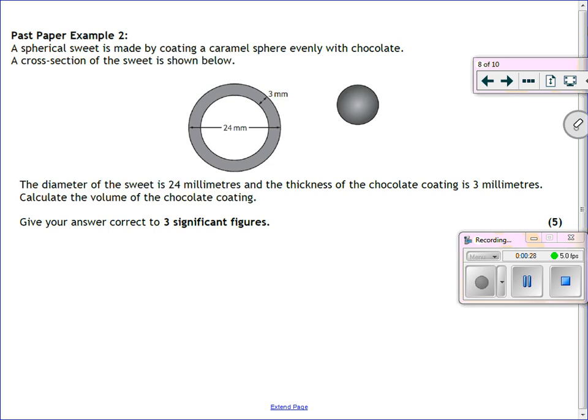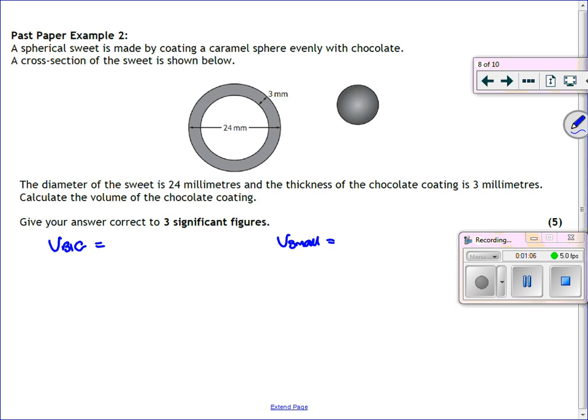It says the diameter of the sweet is 24 millimeters altogether, and the thickness of the chocolate coating is 3 millimeters. So what we're asked to do is calculate the volume of the chocolate coating, which is the volume of the grey bit going around. So what we need to do is work out the volume of the big sphere, work out the volume of the small sphere, and then take one away from the other.